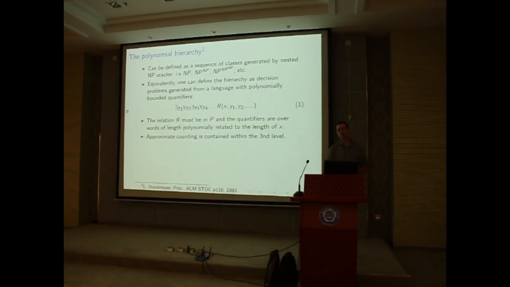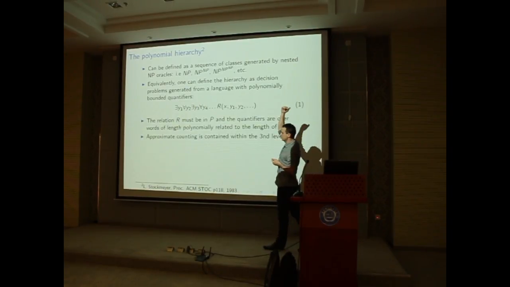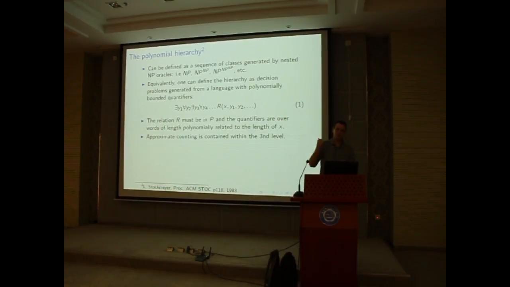Alright, so what you can show from this is that this approximate counting argument from the previous slide, where I had there exists, for all, and there exists, I had 3 of them, is contained in the 3rd level of this hierarchy.